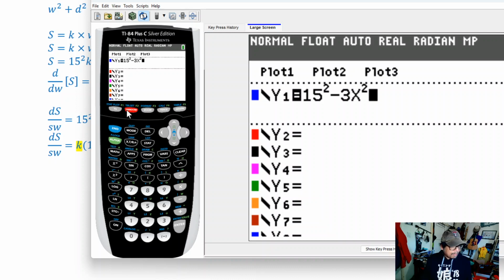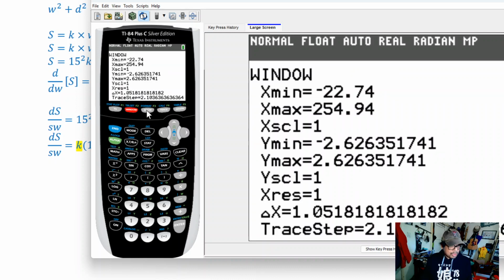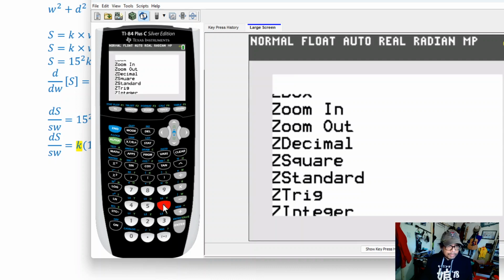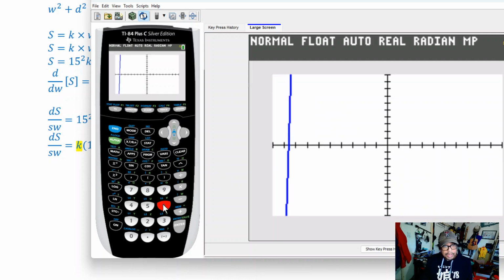What I would recommend is to start yourself with the standard window. So push the zoom button. Standard is number 6. So here's zoom standard, and there's our function. We know w has to be positive, so this intersection here is not helpful. There's an intersection over there.